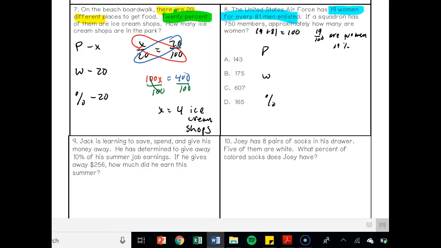If the squadron has 750 members, approximately how many are women? So 19% we know are women. The entire squadron has 750 people in it. So we just have to figure out how many of those are women. So you're figuring out your part there. You're going to round to the nearest whole number. All right.